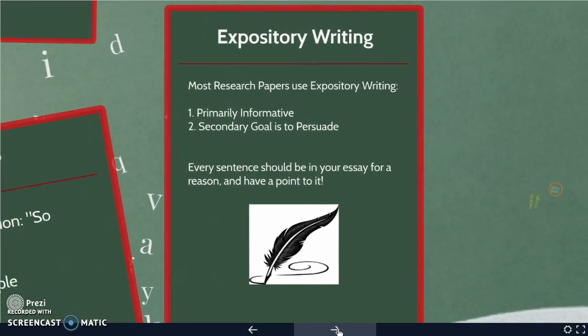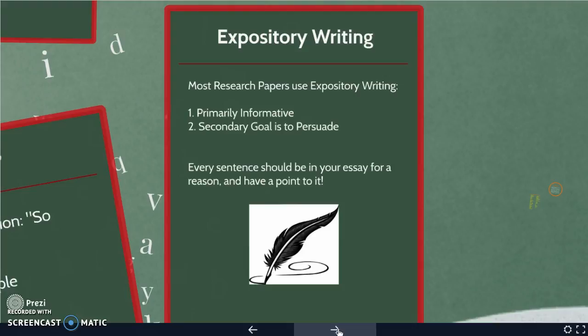The first thing is by focusing on expository writing. Most research papers use expository writing, which is primarily informative, that is, to provide information for the reader. However, the secondary goal of expository writing is always to persuade. This means that every sentence should be in your essay for a reason and have a point to it.